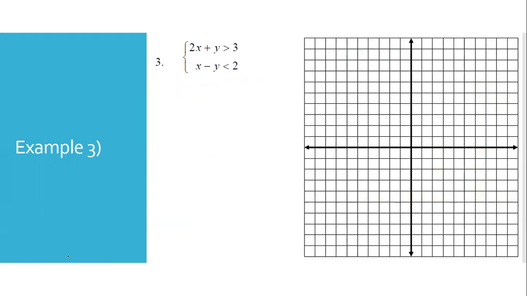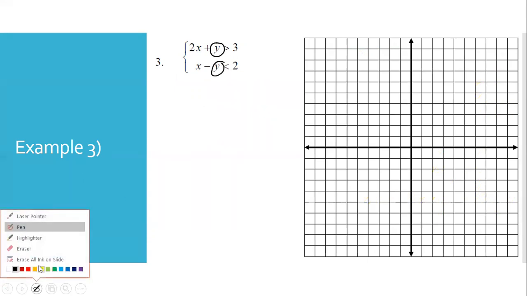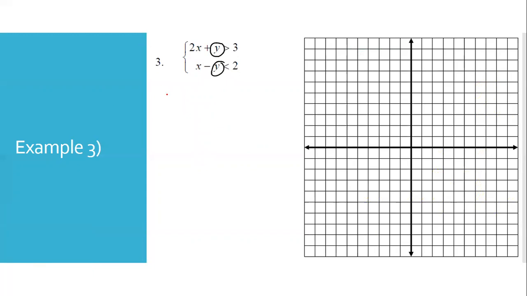So this time I have to go through with step 1 because my y is not isolated. So I'm going to have to get my y's by themselves. So the first one, I have 2x plus y is greater than 3. So I subtract 2x. And now this is going to become y is greater than -2x plus 3.